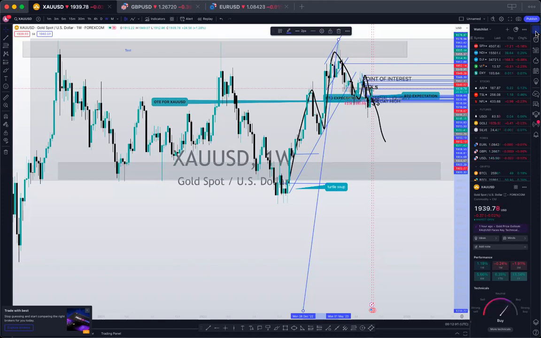Then manipulation, you can call manipulation turtle soup, buy stop liquidity or sell stop liquidity. Then after the manipulation, you have the expansion. Then we have the reversal. So we have the retracement or reversal, either of the two, depending on the zones.